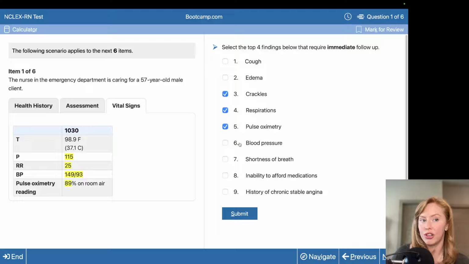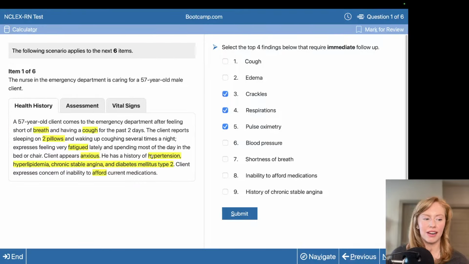Is blood pressure our 4th? What do you guys think? Do we need to immediately follow up on this blood pressure? So Shan says no. Shan, you're killing it today with these. I agree with you. So I'll ask you this about the blood pressure. Is it expected or unexpected for this client? This blood pressure of 149/93. Expected or unexpected?